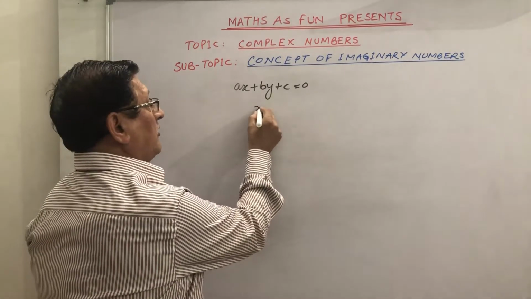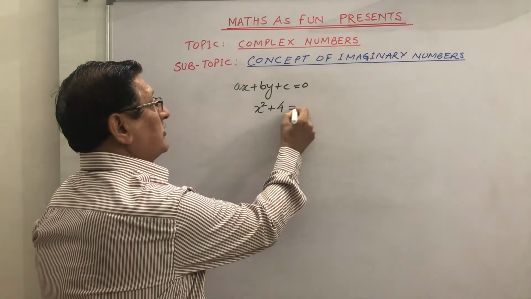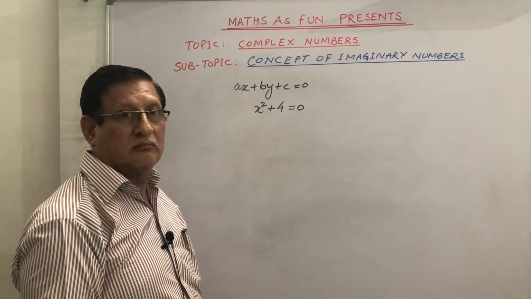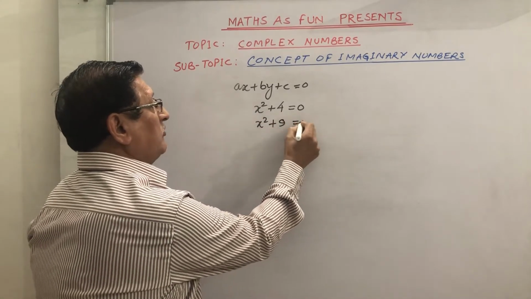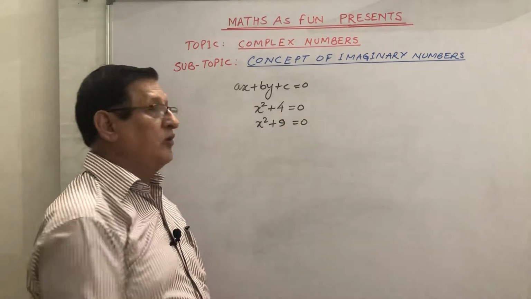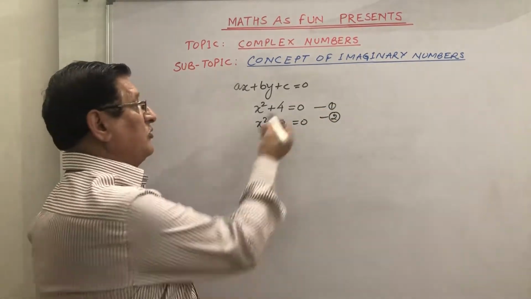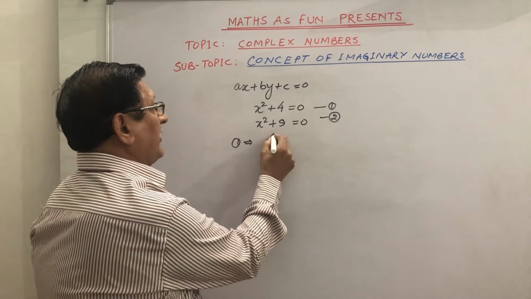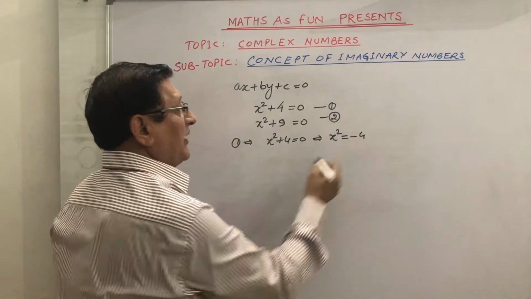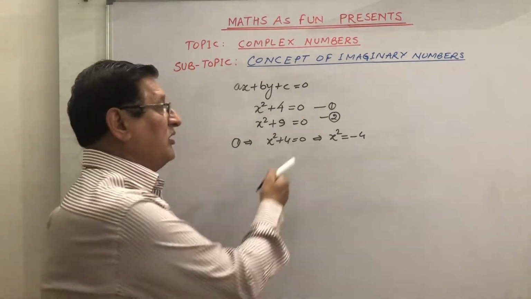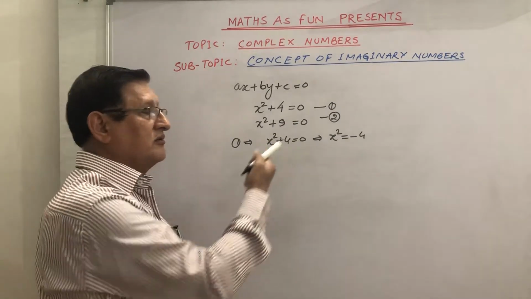Suppose we have a quadratic equation of the type x square plus 4 equal to 0, or we have x square plus 9 equal to 0. How to find out the solution of these 1 and 2? When we go to the first one, x square plus 4 equal to 0 implies that x square is minus 4. We do not have any real number whose square is minus 4.